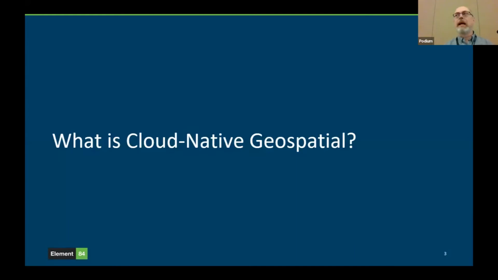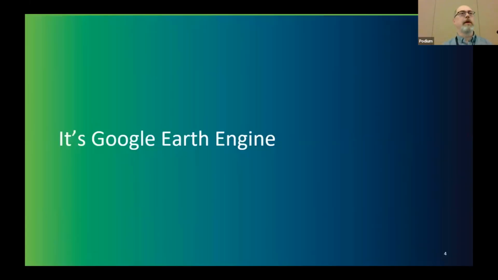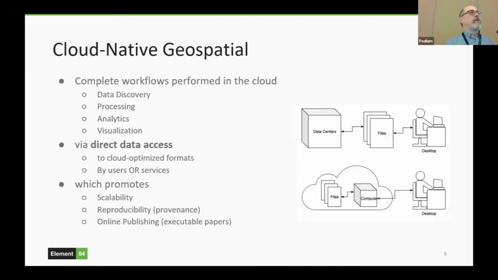So what is cloud native geospatial? You've probably heard the term, and I like to describe it to people by just saying it's Google Earth Engine, because this is the earliest example of a cloud native geospatial system. We have complete workflows that are performed in the cloud. You do the data discovery, processing, analytics, and visualization. You have direct access to the data, which is an important key point here. They're in cloud optimized formats.